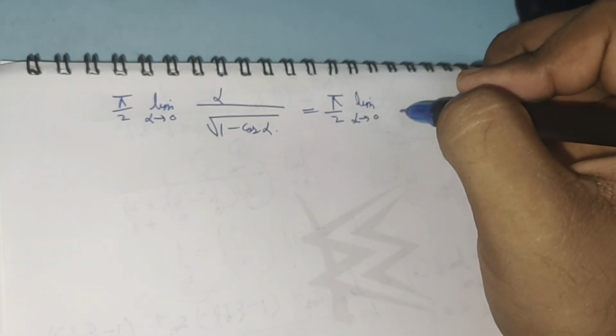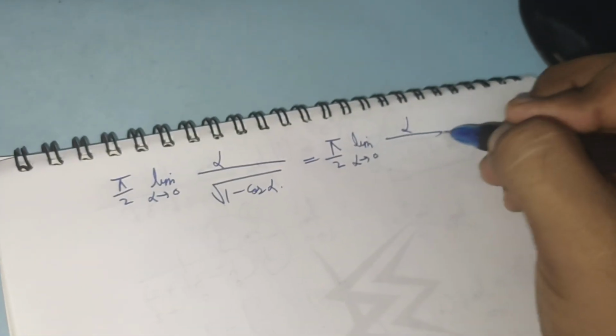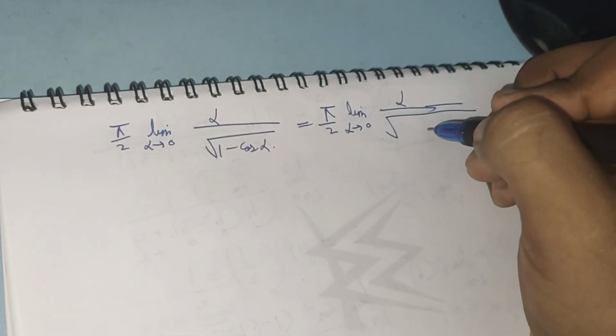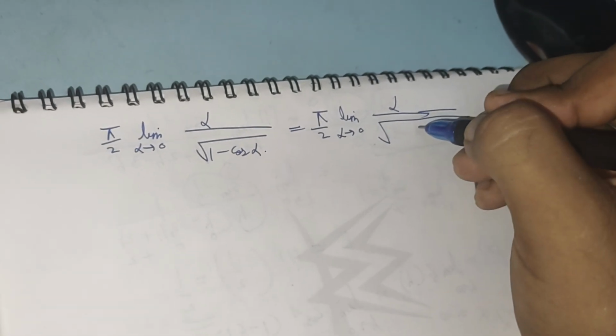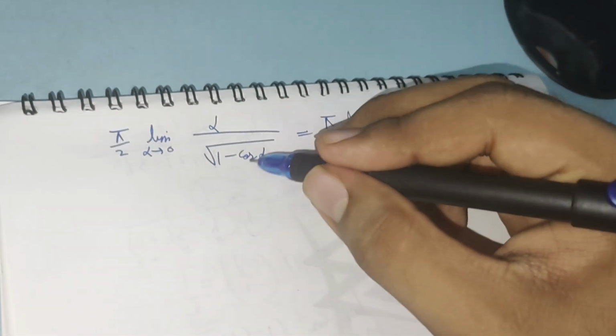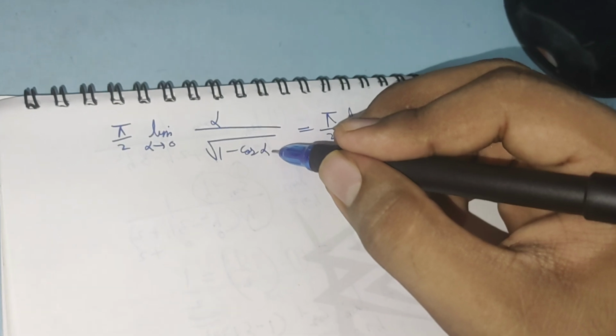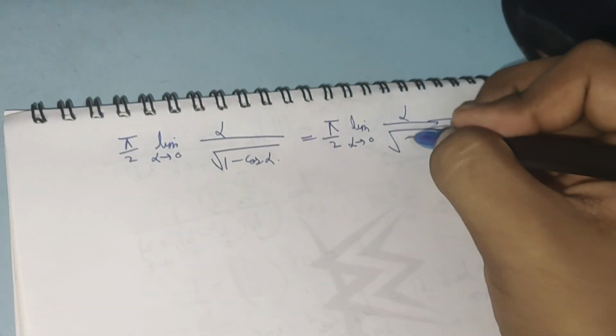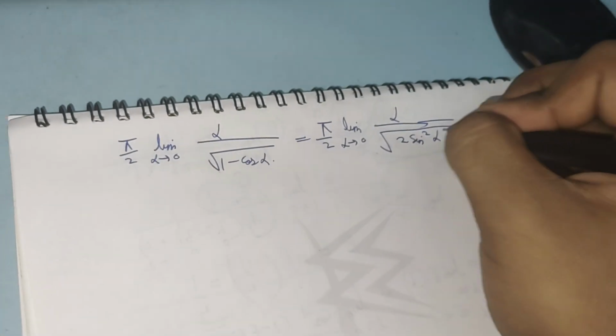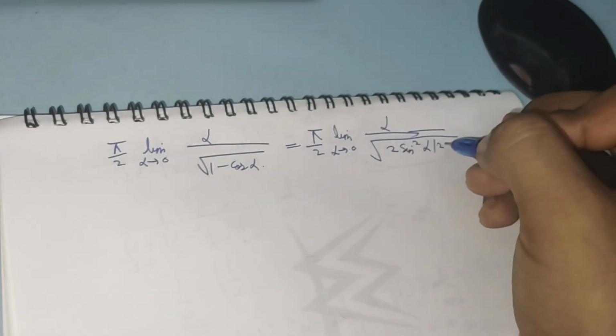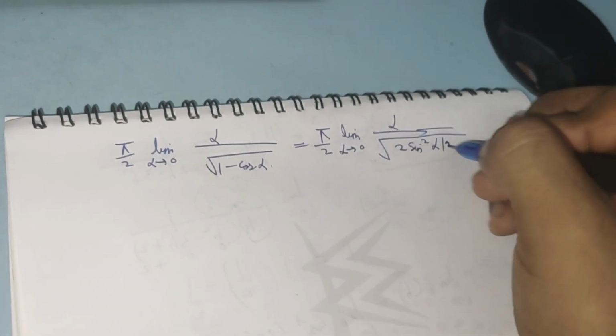So now how to solve this? Alpha upon root of 1 minus cos alpha. One equation: 1 minus cos 2 theta is equal to 2 sin square theta, but here I am having 1 minus cos theta, not 2 theta. So that will be 2 sin square theta by 2, and here theta is alpha, so here theta will be alpha by 2.